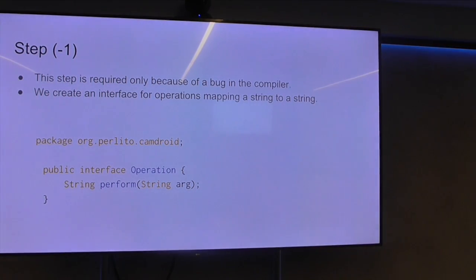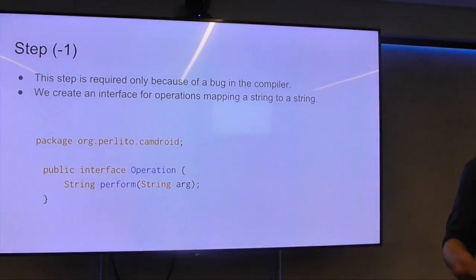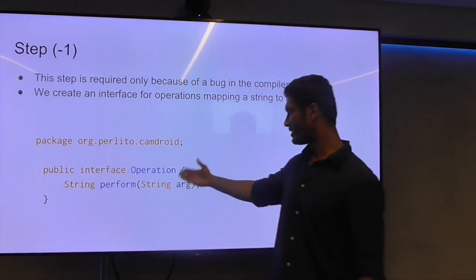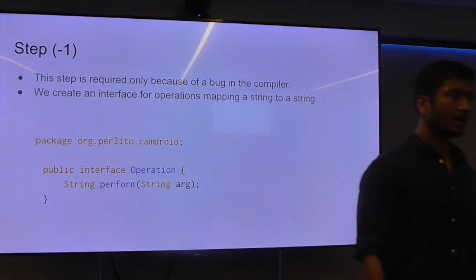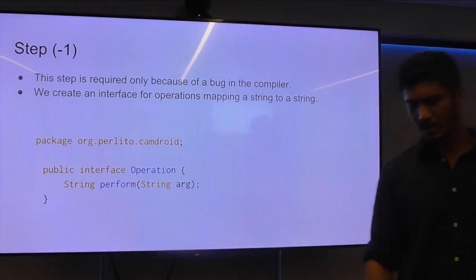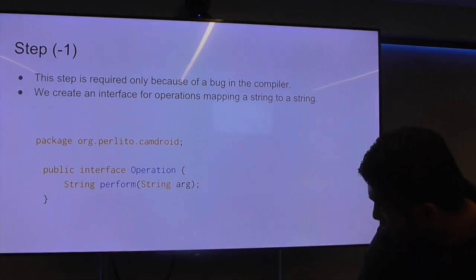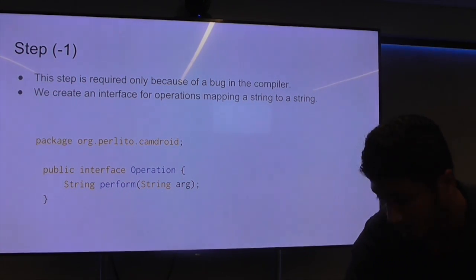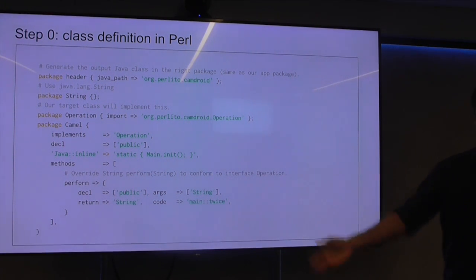The first step towards using this function in an Android app is the specification of this interface which maps a string to a string. This is not the planned way; this is not how it will be working in future. We are working on a way to get rid of this requirement of creating this interface. This is going to go away at some point. The real first step then would be to create the definition of the target Java class within Perl.